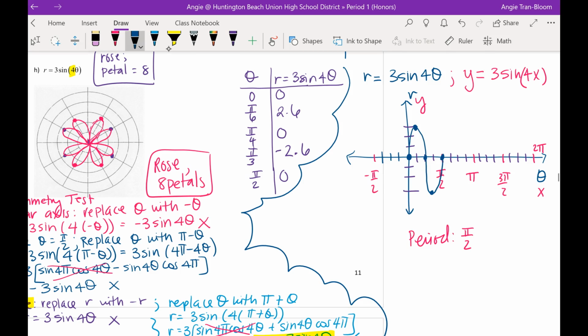Remember, I'm going to try to graph it all the way to 2 pi, because that's what we did with the full circle and just repeating. And this is just the part I want you to understand. This is sort of how they come about graphing. Polar is kind of connecting to what you already know.